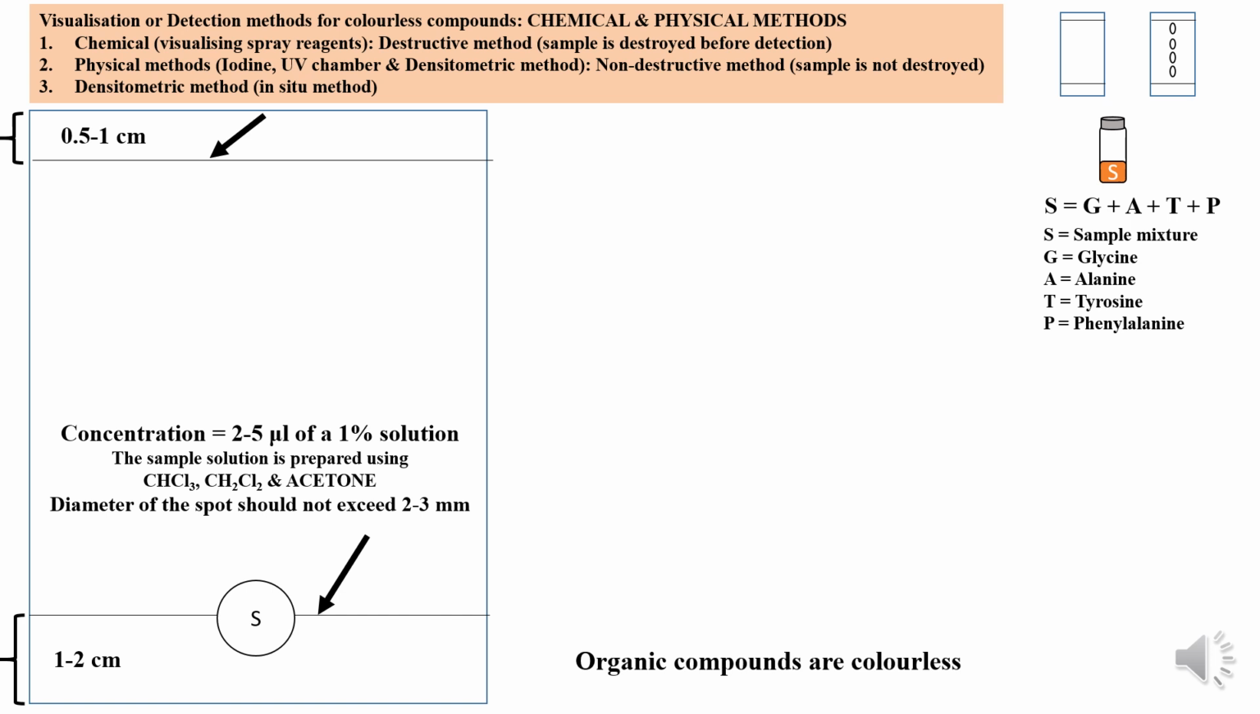Now the concentration of solution is usually a 1% solution, and the sample solution is prepared using low boiling volatile solvents like chloroform, dichloromethane, and acetone. And make sure the diameter of the spot does not exceed 2 to 3 millimeters. And we are employing water in order to prepare the sample solutions, as the amino acids are highly polar and soluble in water.